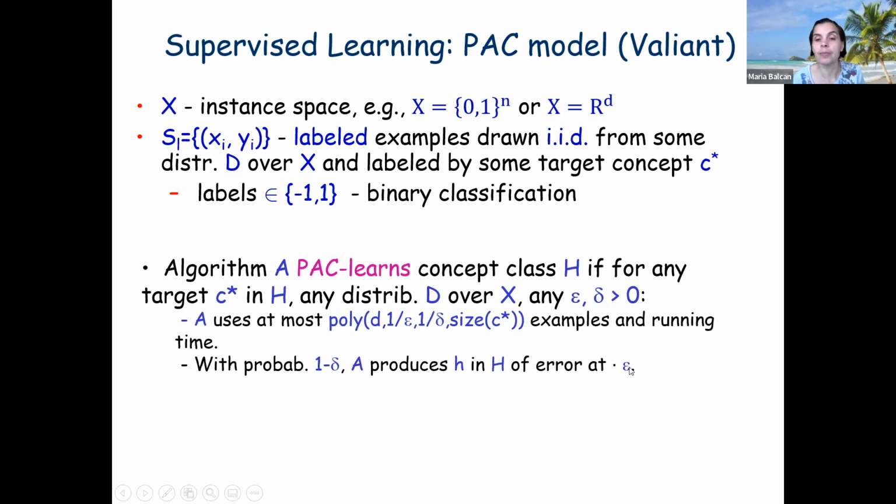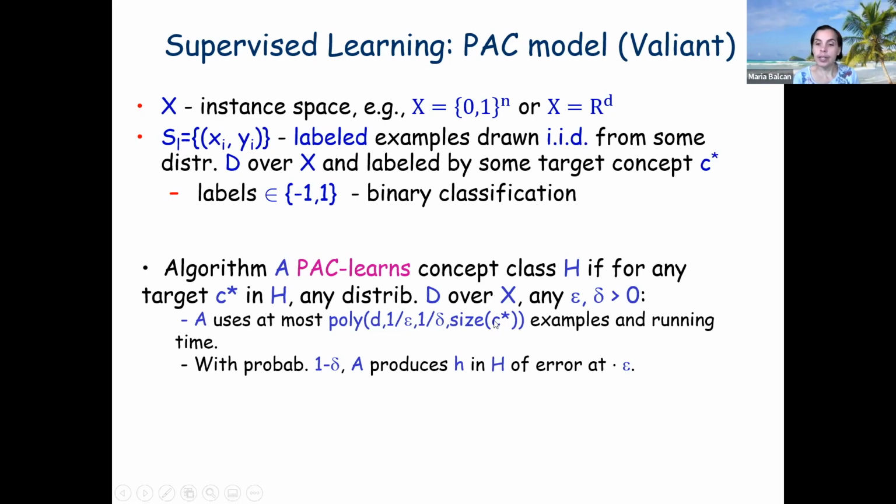This should be here at most epsilon, right? So my algorithm runs in polynomial time and, with high probability, produces a classifier that has error at most epsilon. That means it is probably approximately correct. Just to point out, there is one more requirement that I did not talk about very explicitly in the lecture, which is that the algorithm runs in polynomial time. By polynomial, we mean polynomial in the relevant parameters. The relevant parameters here are the dimension of the problem, the description length of the input, 1 over epsilon, 1 over delta, and the size of the target function.